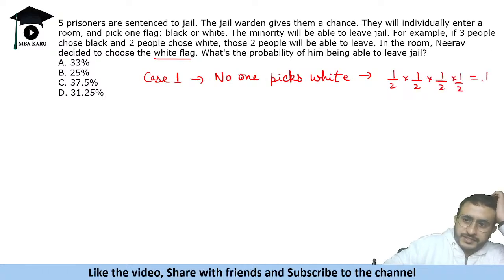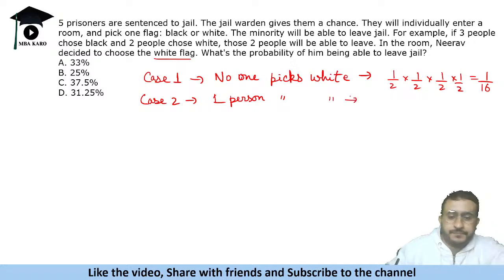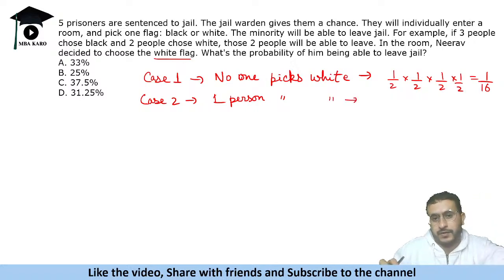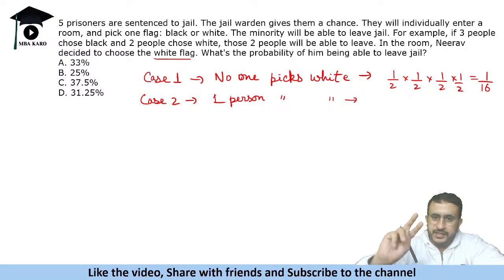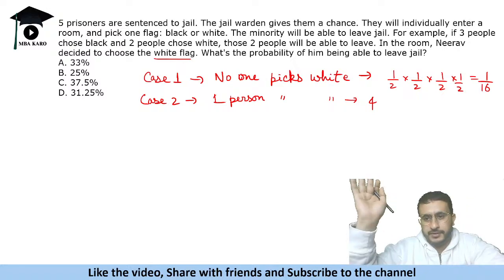So 1 by 16 ways to free. Case 2, one person picks white. One person picks white, so still they will be in minority. Only two people have picked white flag. So that one person can be any out of the four people.